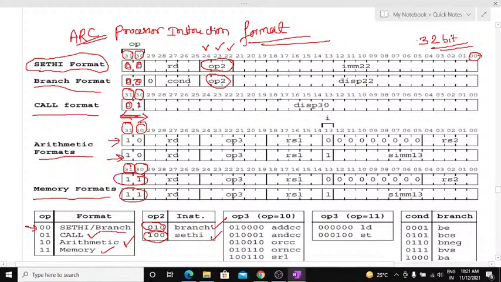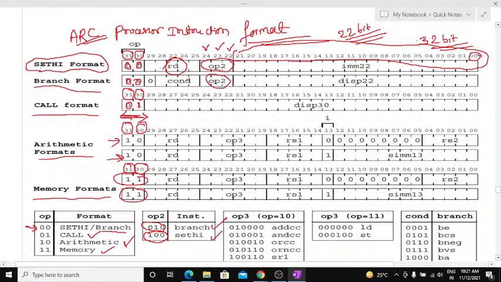So the set high format has OP, OP2, and an immediate from bit 21 down to 0, which means 22 bits reserved for the immediate data, and there is a destination register.